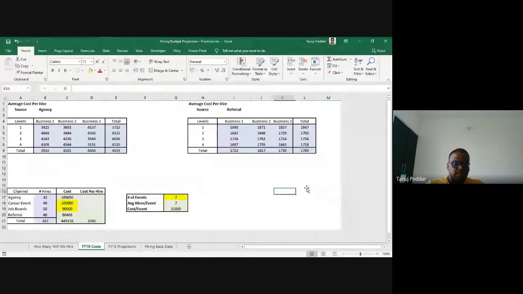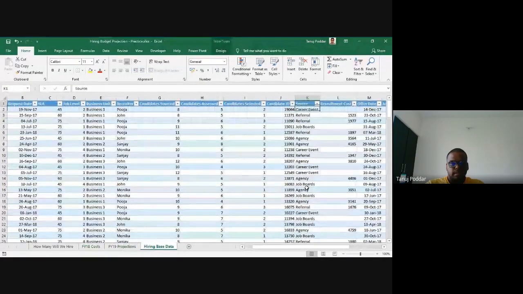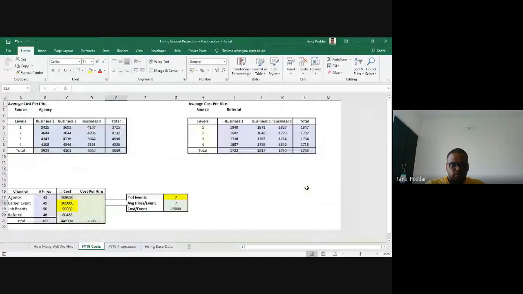So on this sheet, you'll see 2 yellow columns, right? These are the ones which are not getting calculated from this base sheet. Here, what I've given is that the overall cost that I incurred for career events in FY18 is 1,05,000. Here I'm saying that say I had 7 career events that I took part in, right?